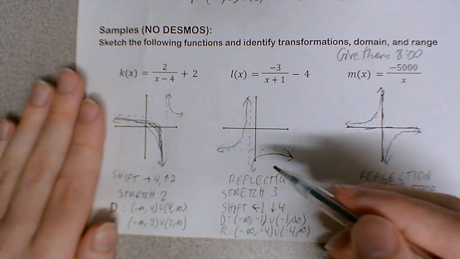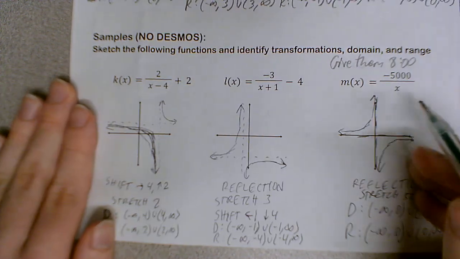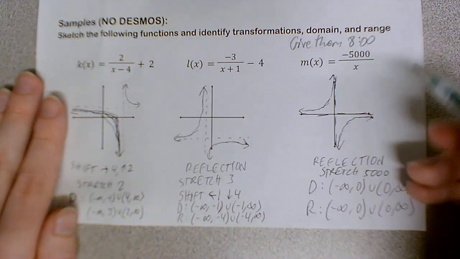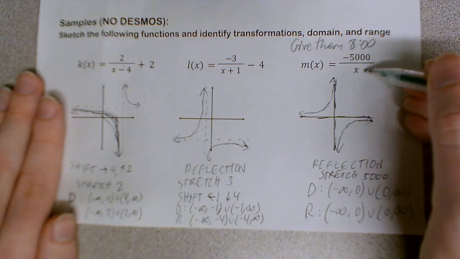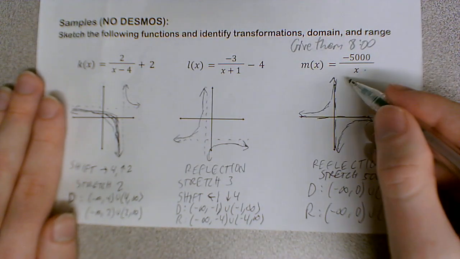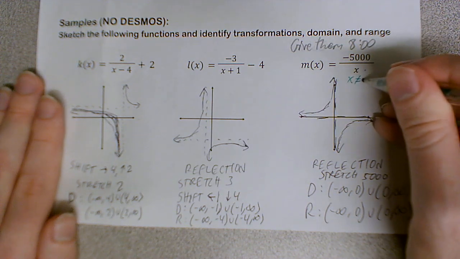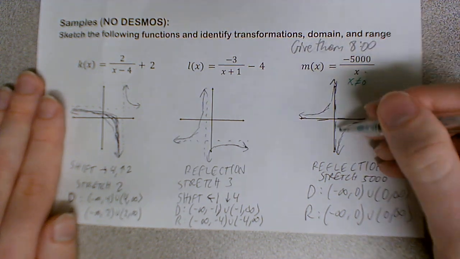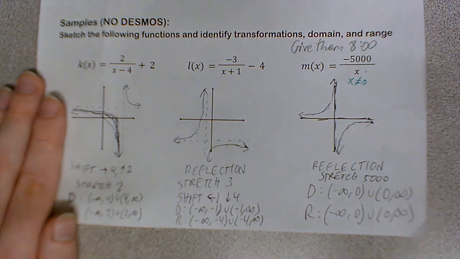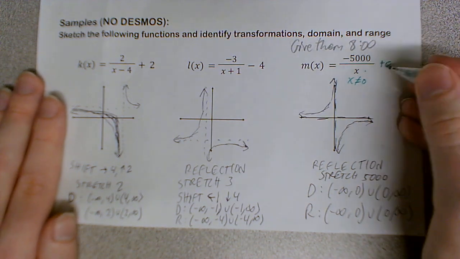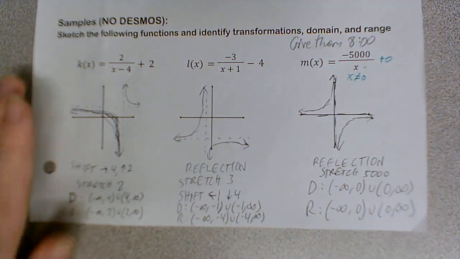Alright, this is the second one. And this is the third one. Note that because there's nothing in the denominator with the x, the excluded value, remember, is x is not equal to 0. And that's why the vertical asymptote is here. And there's a plus 0 at the end here, so k is 0, which is why the horizontal asymptote is here.